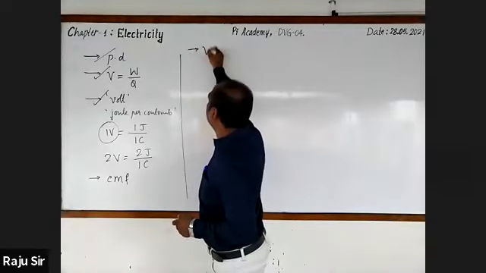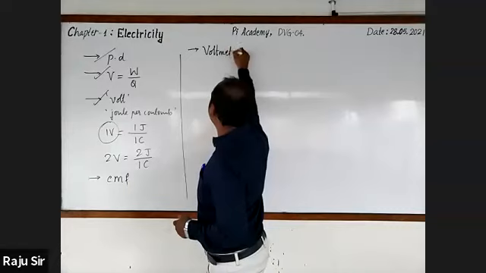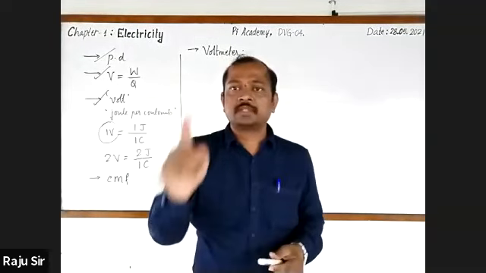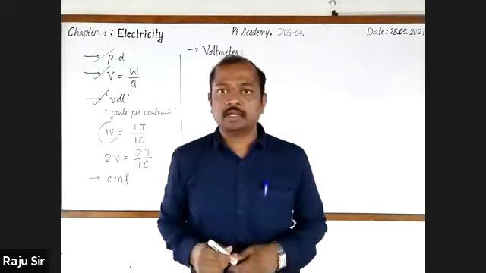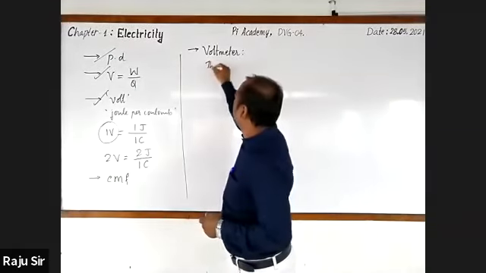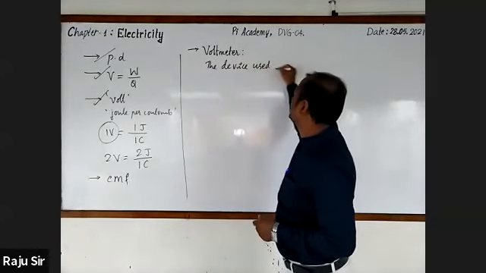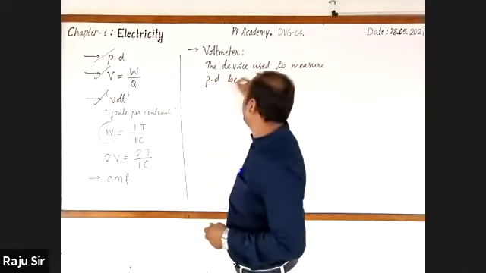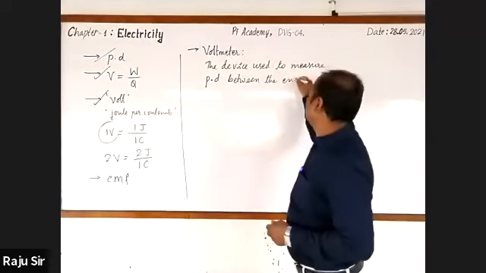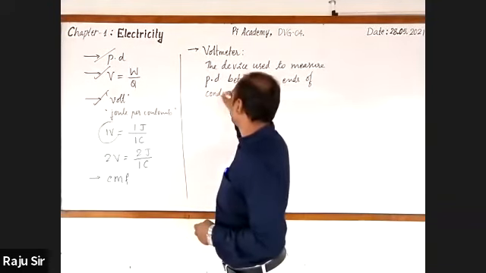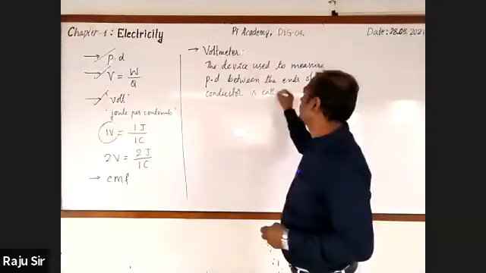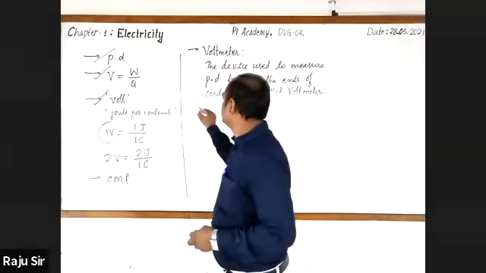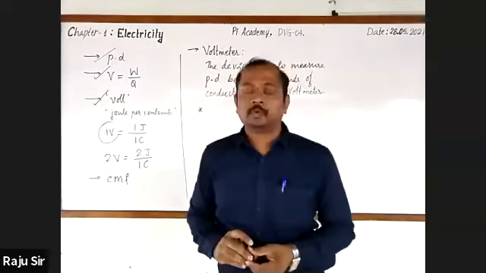You may write with me, side A, it is voltmeter. Once I repeat, a device used to measure the potential difference between the ends of a conductor. Copy the same. The device used to measure potential difference between the ends of a conductor is called voltmeter. Hope that you have written.